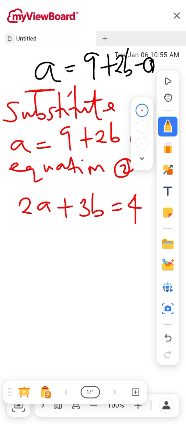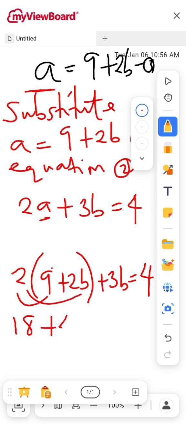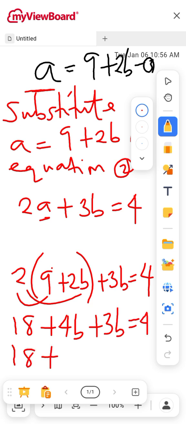That is substitution. So that will now be 2 into brackets, I'll substitute the value of A, that's 9 plus 2b, plus 3b equals 4. Are we together? Let's open up the bracket. 2 multiplied by 9, that is 18. 2 multiplied by 2b, that is 4b. Then plus 3b equals 4. So 18 plus 4b plus 3b, that's plus 7b equals 4.